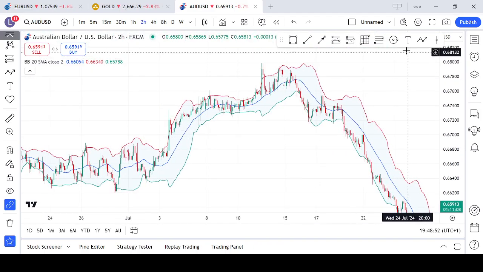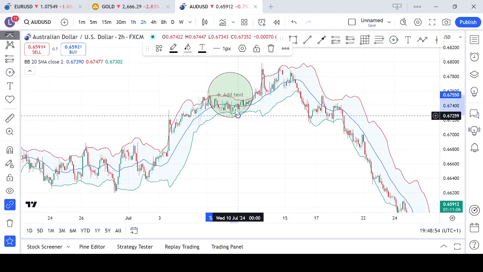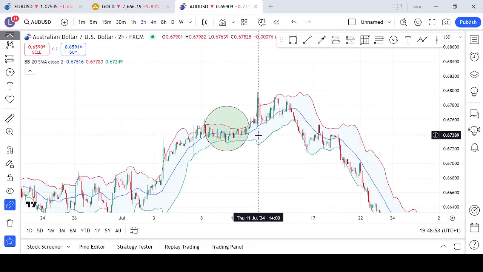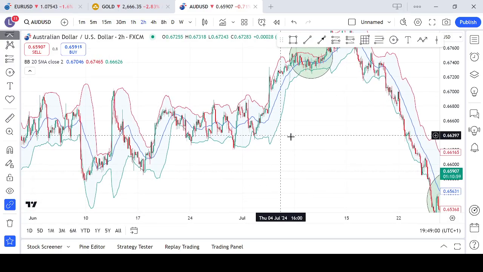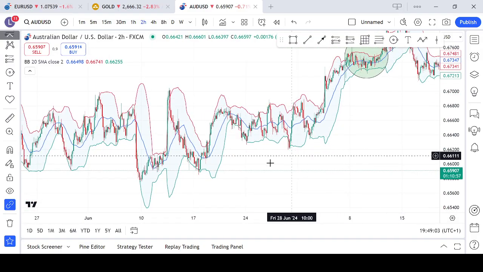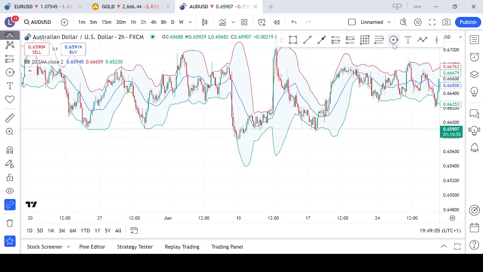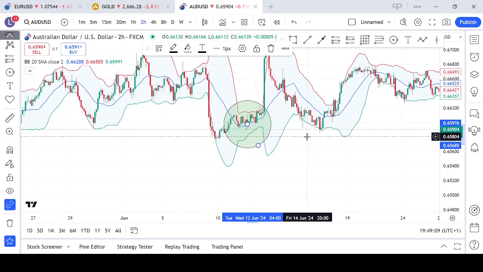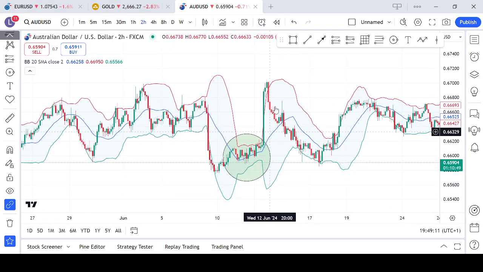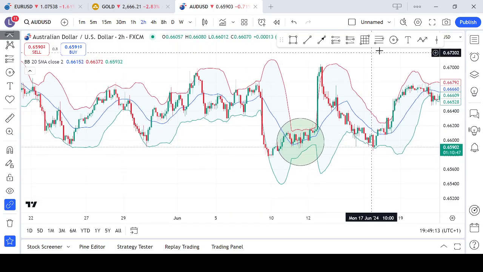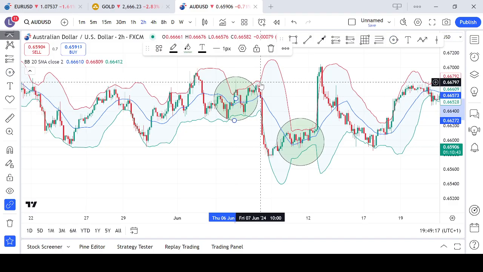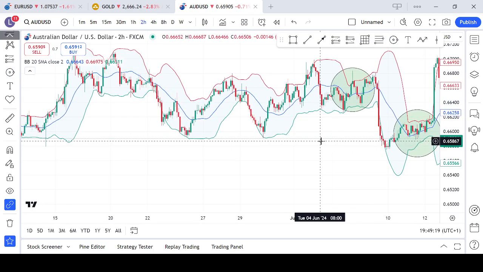See this squeeze right here, and you can see this massive bullish breakout. Yes, this is a perfect example. See this squeeze, and after that squeeze you see the massive breakout to the upside, and you have this squeeze here, and after that squeeze you have this breakout to the downside. So that's how you can use the Bollinger Bands squeeze.